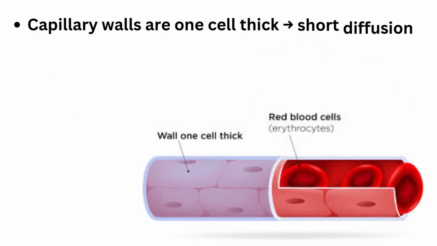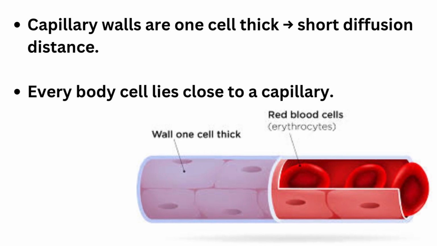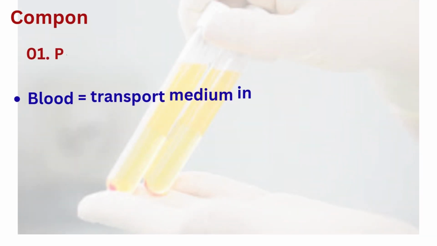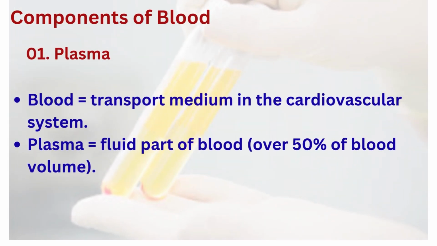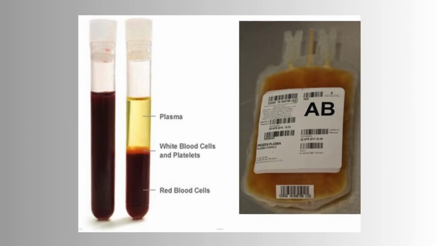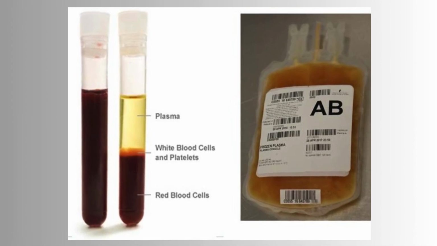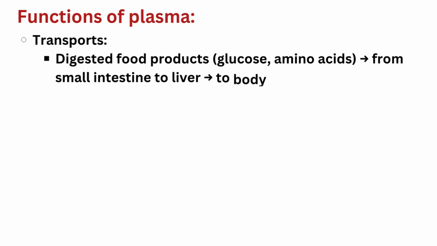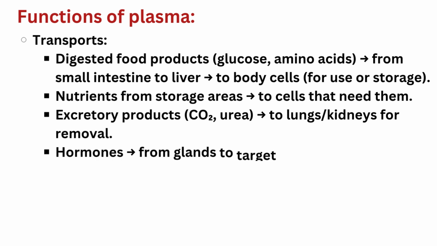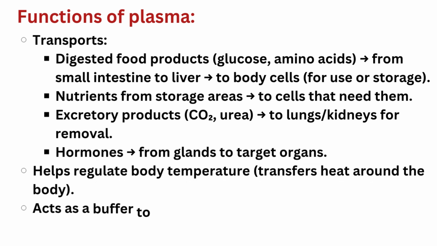Capillary walls are just one cell thick, allowing a short diffusion distance, and every body cell is near a capillary. Blood, the transport medium of the cardiovascular system, is over 50% plasma, its fluid component. Blood plasma is a pale yellow fluid. Plasma carries digested nutrients from the intestines or storage to cells, transports waste like carbon dioxide and urea to lungs and kidneys, delivers hormones to target organs, distributes heat to regulate body temperature, and helps stabilize blood pH.